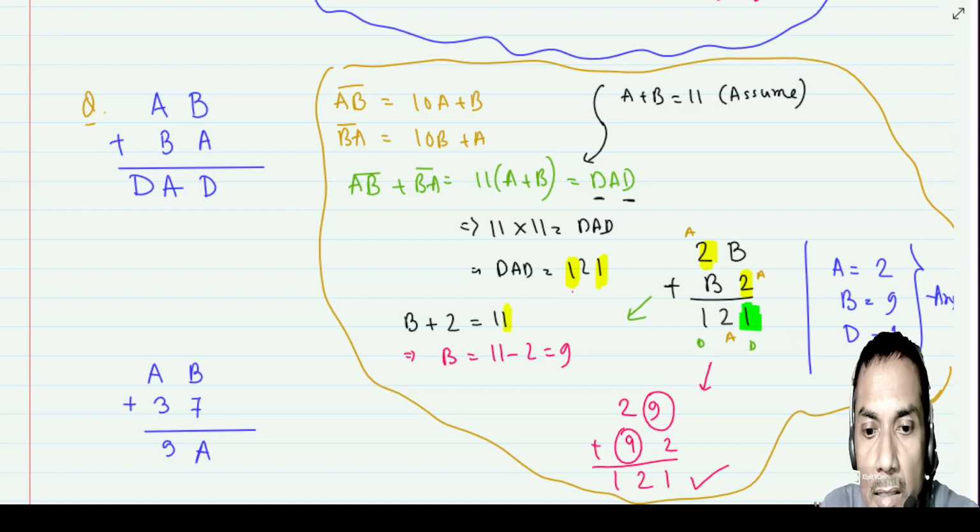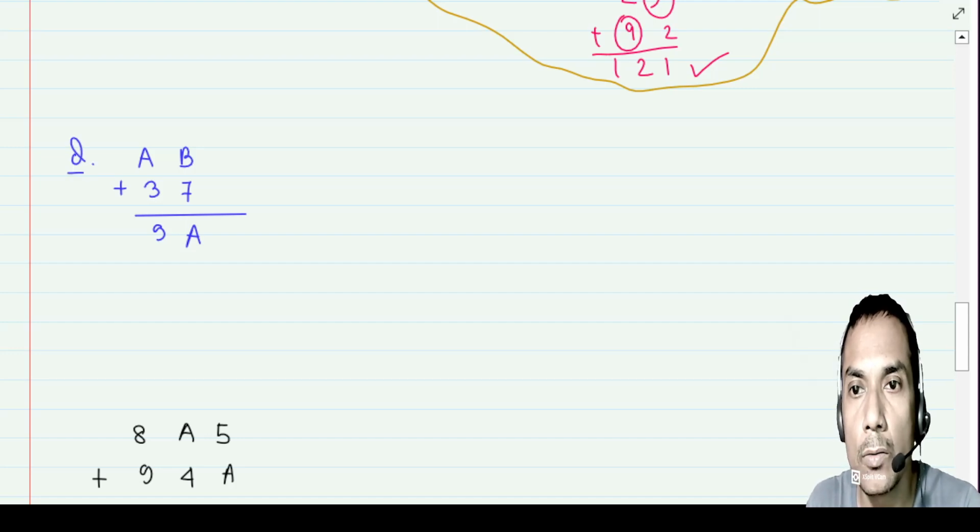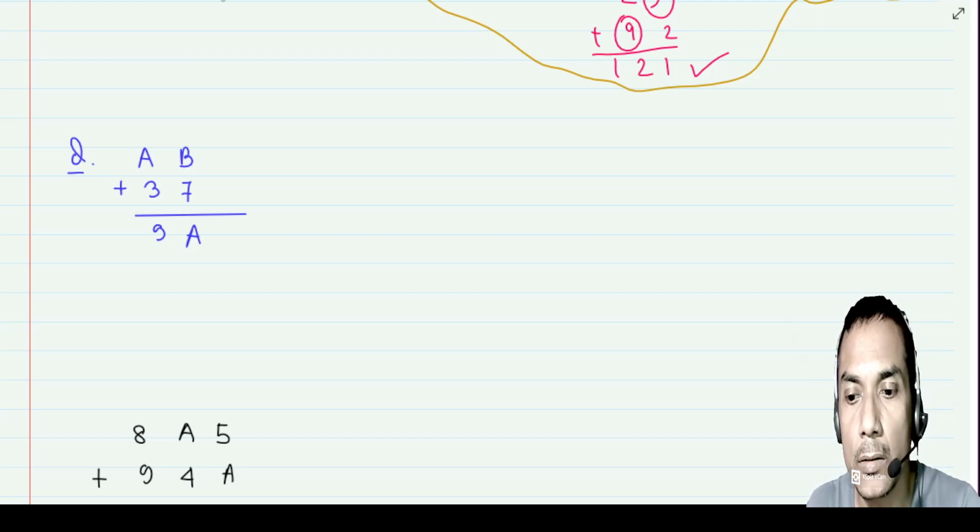Next, try to answer the next question. So where is the clue? The clue is here. Since it is 9, there are two possibilities. If we add 6, then we get the 9. If we get 6 here, then we get the 9.